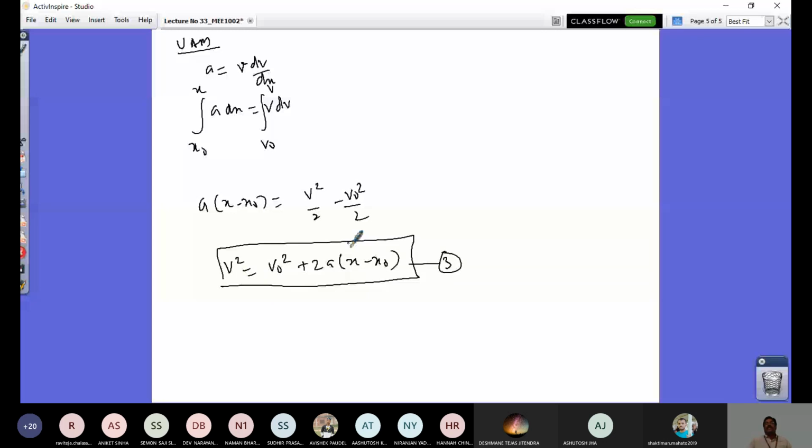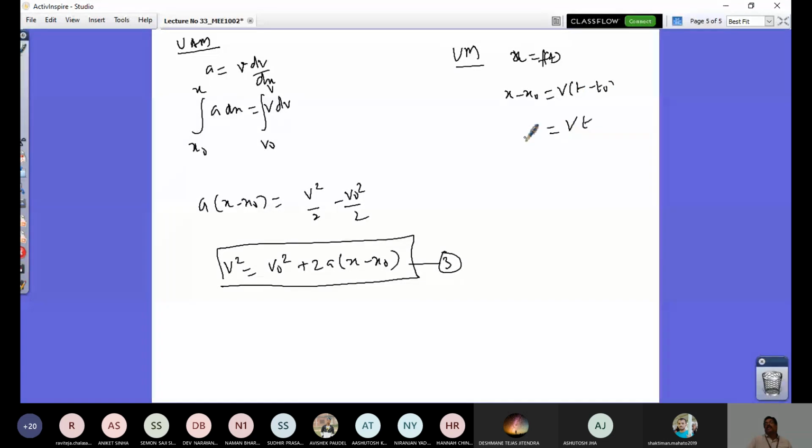And these are the three equations for motion under gravity. So we have so far seen four equations. For uniform motion, we have seen only x as a function of time, where you define x minus x naught equal to v into t minus t naught. T naught is 0, so it is simply vt.